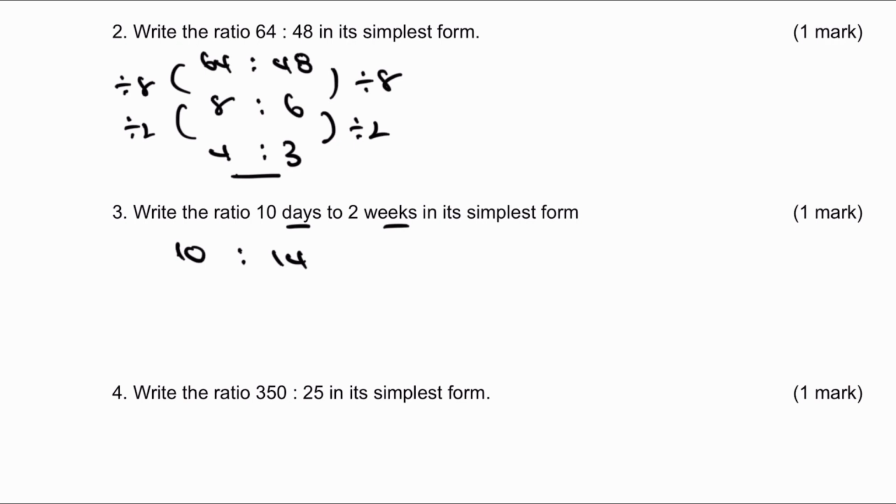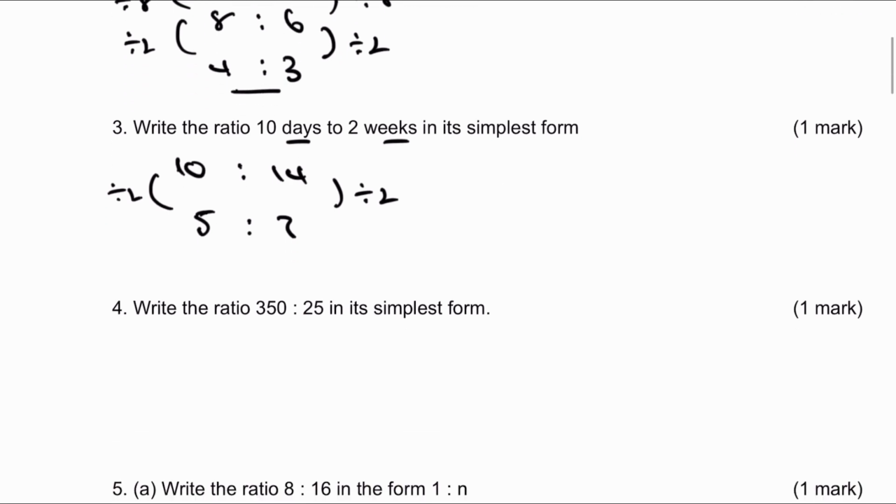Okay, now it then is just a case of dividing both sides by 2. So if I divide 10 by 2, I'm going to get 5. If I divide 14 by 2, I'm going to get 7. And that's the answer to that particular question.